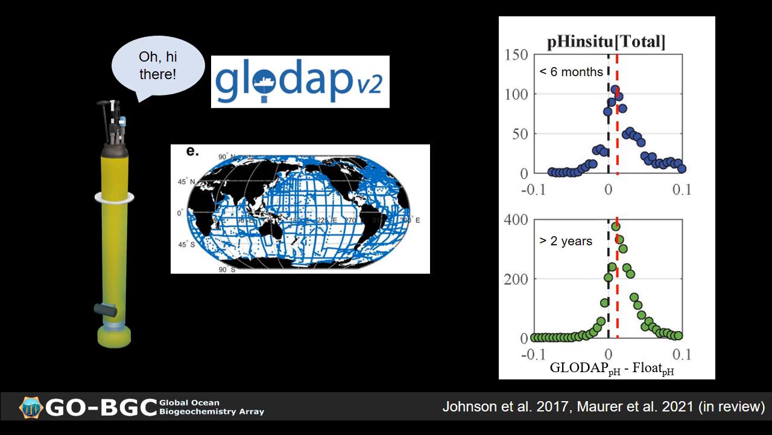But you can see that the variability around this mean is not significantly different between data in the first 6 months of the float's life versus after 2 years. So this also suggests that the float data doesn't degrade over time. So that's very good news.